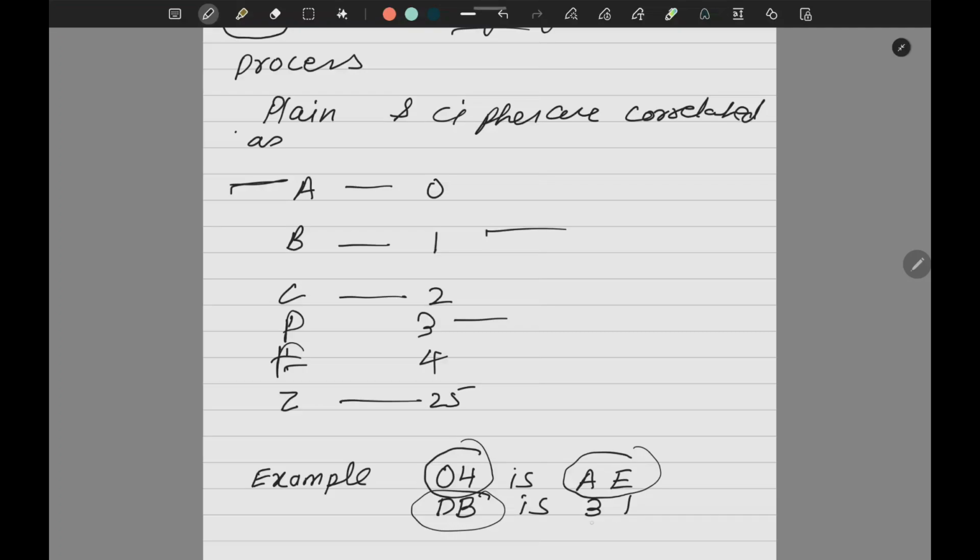B is what? 1. So it will become 3 1. So this is what we will be doing. Plain text and ciphertext, so they are correlated by these numbers.